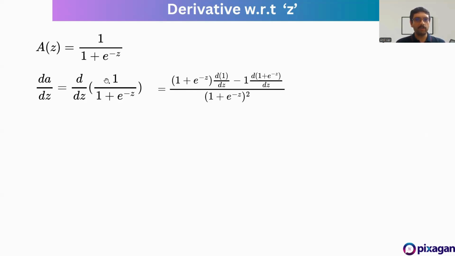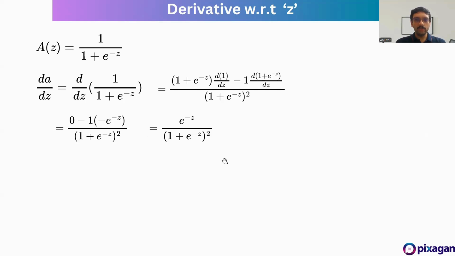And so d by dz of 1 minus 1 times d by dz of 1 plus e to the power of minus Z. Now, as you can imagine, the derivative of 1 with respect to Z has no dependence, so that goes to 0. Here again, you have d by dz of 1 plus e to the power of minus Z. So d by dz of 1 is 0, and d by dz of e to the power of minus Z is minus e to the power of minus Z. So what you end up with is the first term going to 0, and the second term being minus 1 times minus e to the power of minus Z. And then the denominator is 1 plus e to the power of minus Z, squared. And so you can just simplify, negative and negative is positive, and you're left with this.